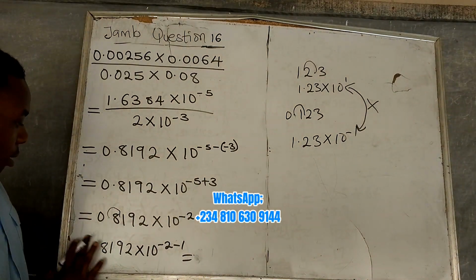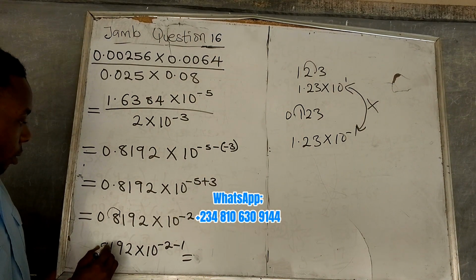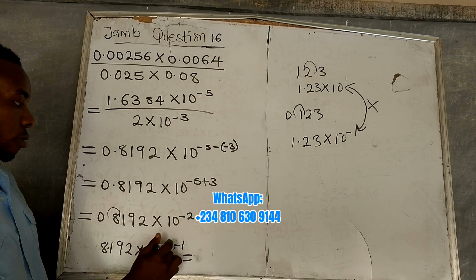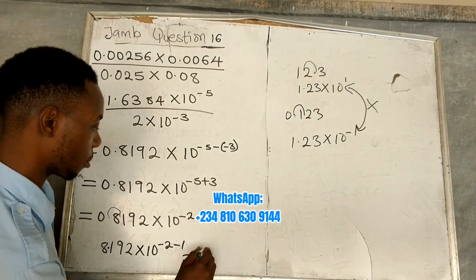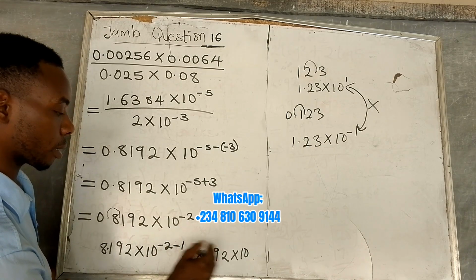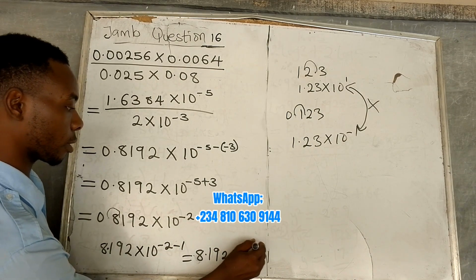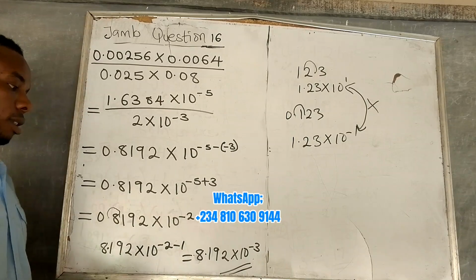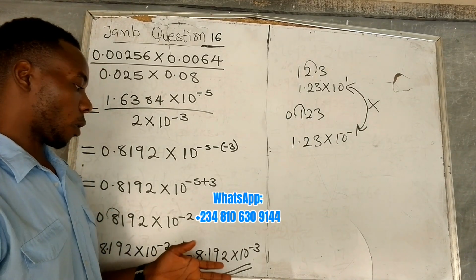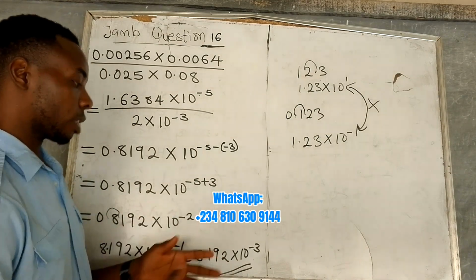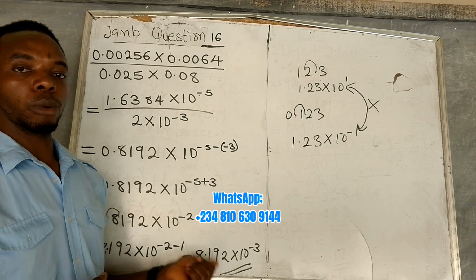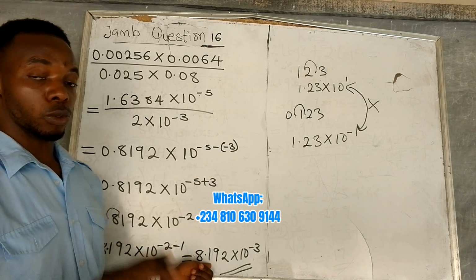sorry, I made a mistake here. This is 8 point something. If you move one time, that's 8.192, and that is 10 raised to the power minus 2 minus 1. So this will be 8.192 times 10 raised to the power minus 3, because minus 2 minus 1 is minus 3. This is the answer. Sometimes they may round it to 1 decimal place, 2 decimal places, or they may leave it like this. So depending on the answer you find in the options, if it's 1 decimal place, this will be 8.2.